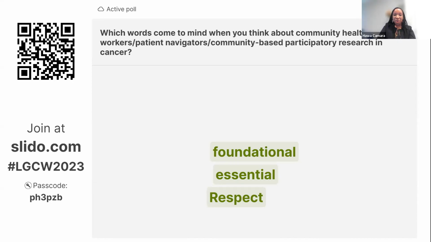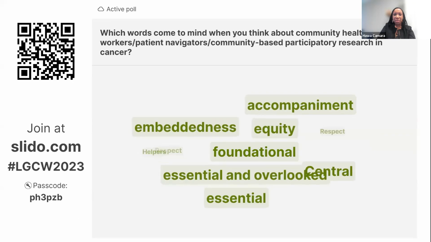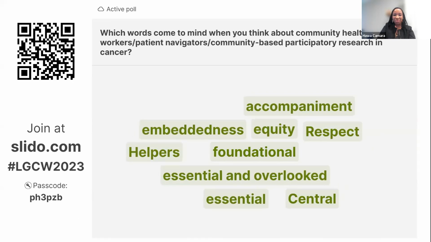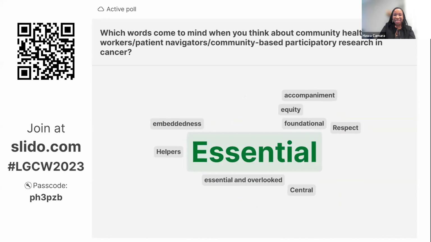We're seeing a few here already. Foundational, essential, respect. That's amazing. Equity. Essential. It's wonderful. Essential and overlooked. That's great. We'll give it a few more seconds.